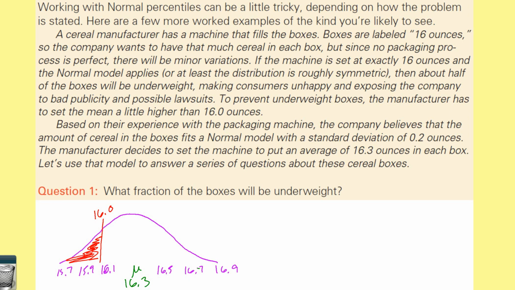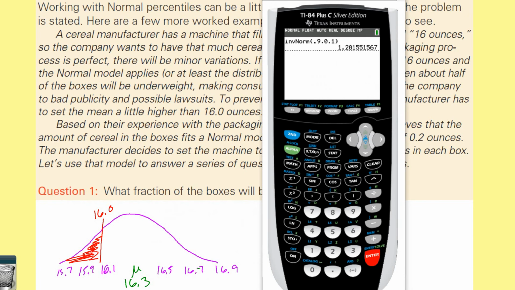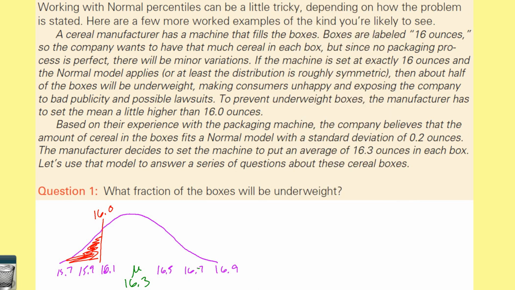So we get out our calculator. Second vars, normal CDF, lower bound, upper bound is 16. Our mean is now 16.3, and our standard deviation is 0.2. So here we get 0.067. So here we have that it would be 6.7%.